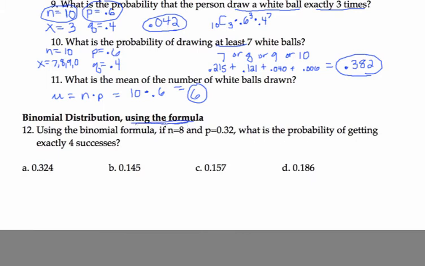This time we're supposed to use the formula. So you go to your formula sheet and write down your formula. Then let's figure out each of our pieces. N equals 8. X, how many successes are we looking for? Exactly 4, so X is 4. P, 0.32, the probability of success. So Q is the probability of not success, so you do 1 minus 0.32, you get 0.68, and you plug all those things into your formula.